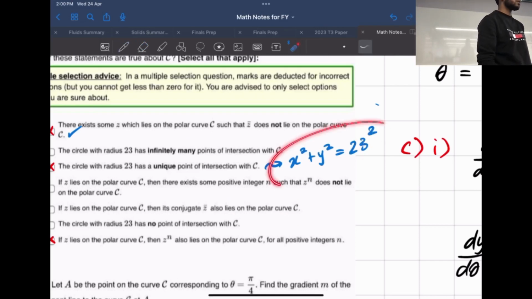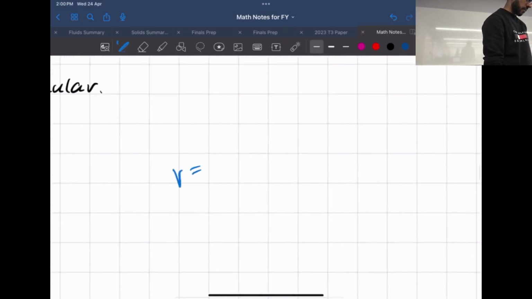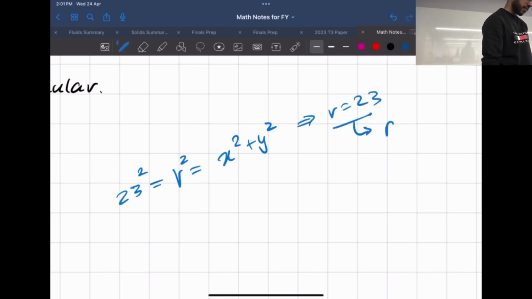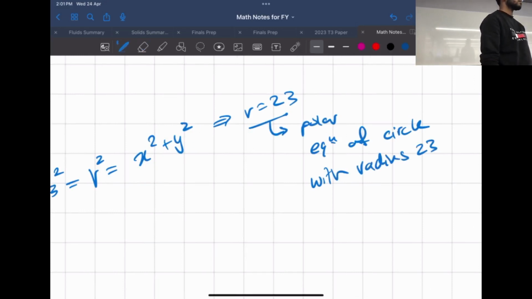Now, the circle with radius 23. Does anyone know what this is in terms of polar coordinates? Do you guys remember the formula? r squared equals x squared plus y squared. So essentially we're just letting this be 23 squared, and therefore r equals 23. So this is the polar equation of a circle with radius 23. Something to remember, okay?